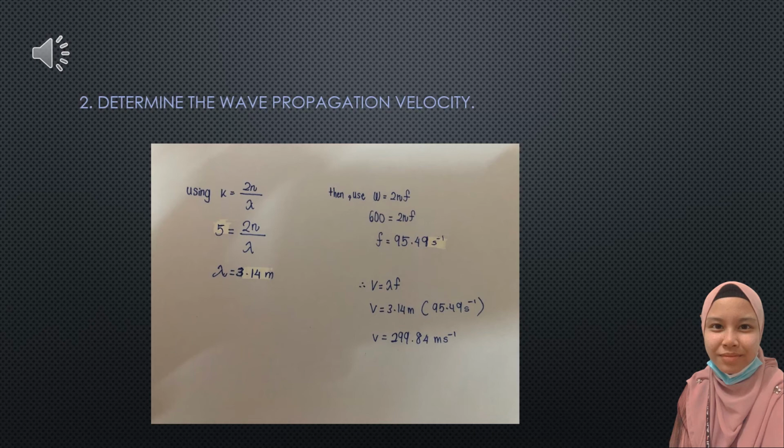So dah dapat nilai frekuensi dan juga nilai wavelength. Kita boleh kira wave propagation velocity. Kita guna rumus v equals to wavelength times frequency. Kita masukkan nilai wavelength 3.14 meter dan kita masukkan nilai frekuensi 95.49. Kita darabkan dan kita akan dapat speednya. Sorry, bukan speed, the wave propagation velocity, iaitu 299.84 ms power of negative 1. Thank you.